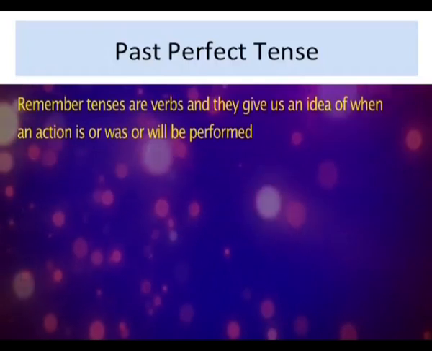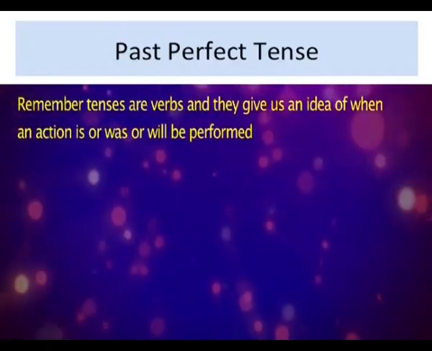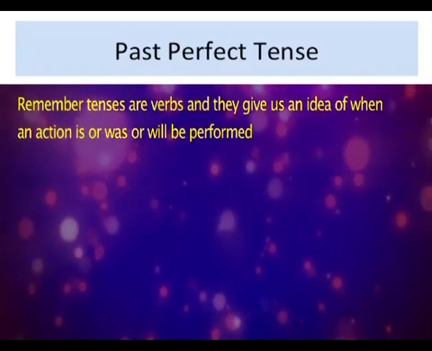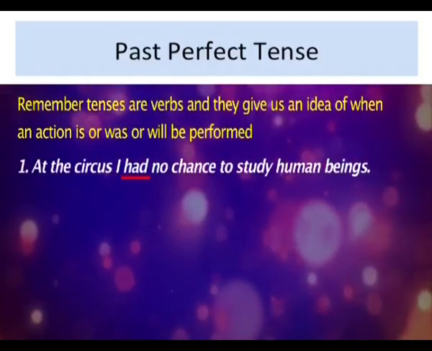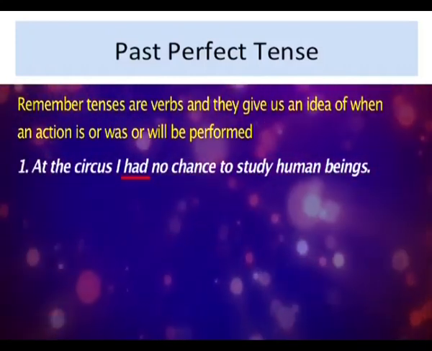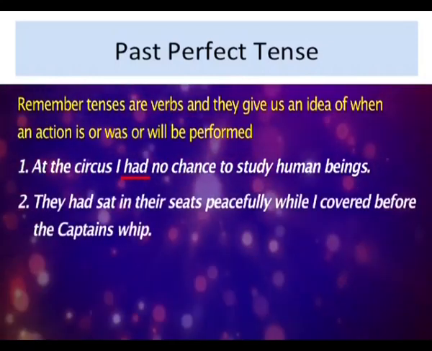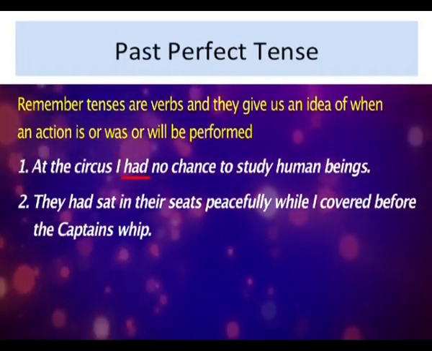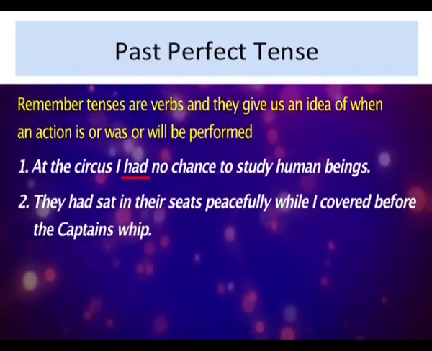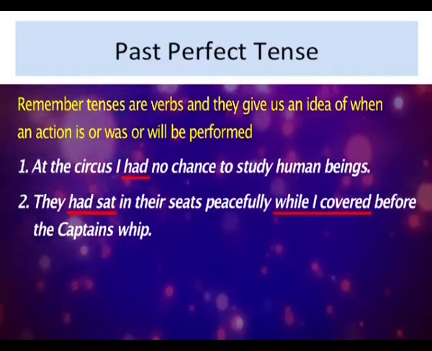We also had a look at past perfect tense. Let us practice past perfect tense a bit more in detail. Let us study the sentences and test our learning. Remember, tenses are verbs and they give us an idea of when an action is or was or will be performed. Number 1. At the circus, I had no chance to study human beings. Number 2. They had sat in their seats peacefully while I cowered before the captain's whip. In second sentence, underline had sat while I cowered.